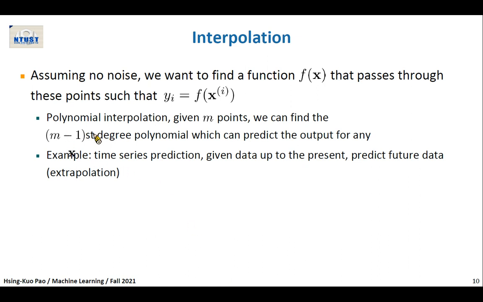So in the old days we talked about polynomial interpolation, and we can also use it for time series prediction, which means that what we want to predict is the future. In this case, we usually call that extrapolation.